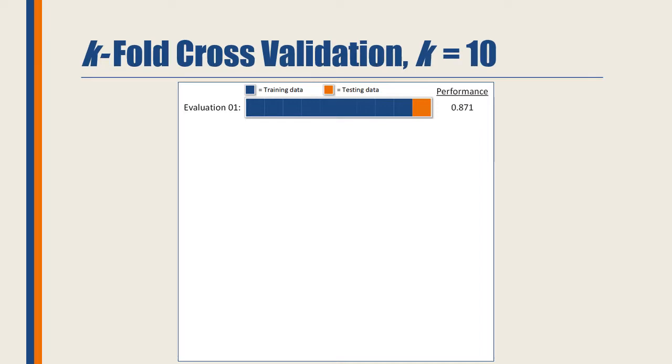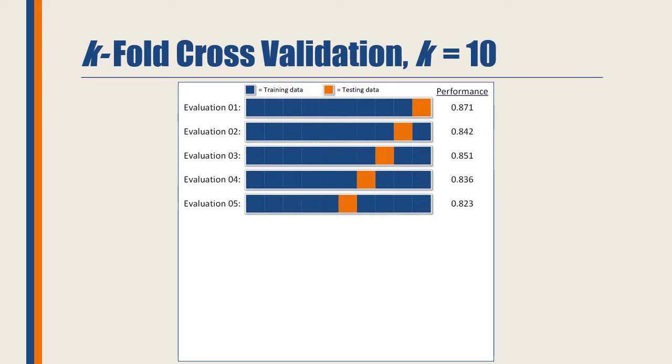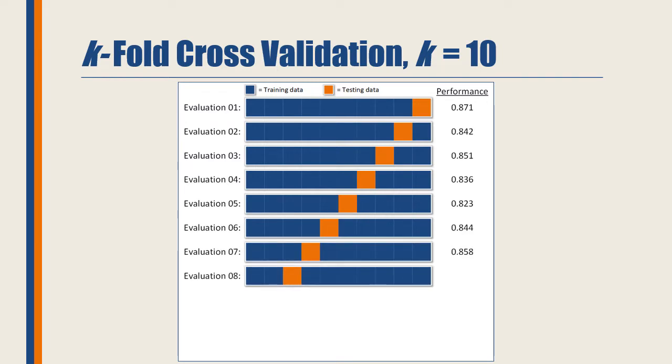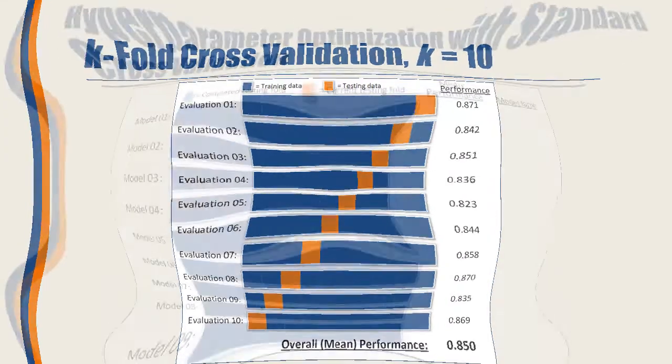As you can see, we use each fold of data exactly once to test the model, with all of the remaining folds being used to train the model. This process yields a performance value for each evaluation, and the model's overall performance is calculated as the average of these k different performance values.